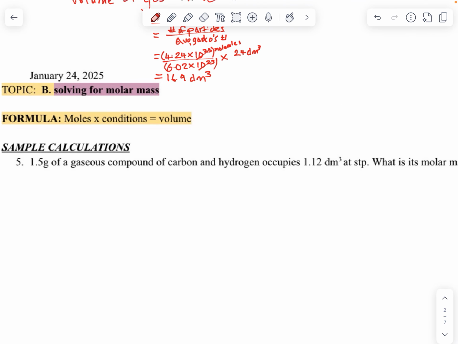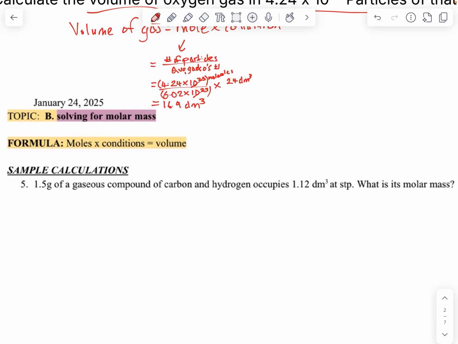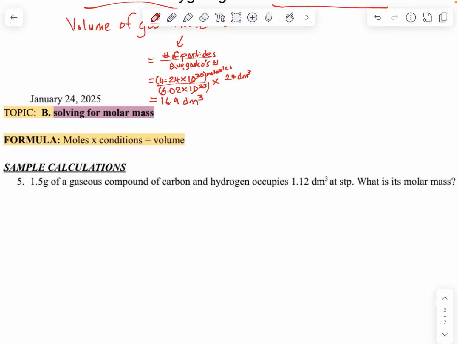This one here, we're going to be solving for the molar mass using gaseous volumes. And when we solve for the molar mass, this helps us to find out what gas is present. All right, so the question says 1 gram of a gaseous compound of carbon and hydrogen occupies 1.12 dm cube at STP. What is the molar mass of this gas?